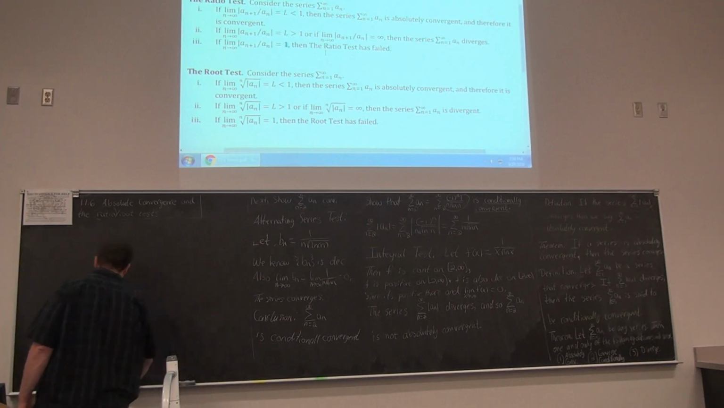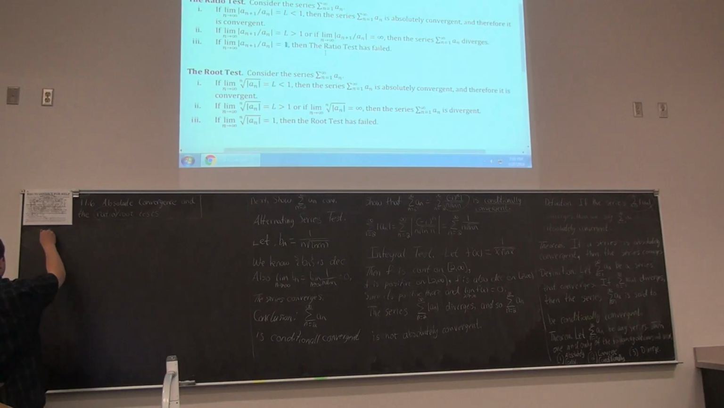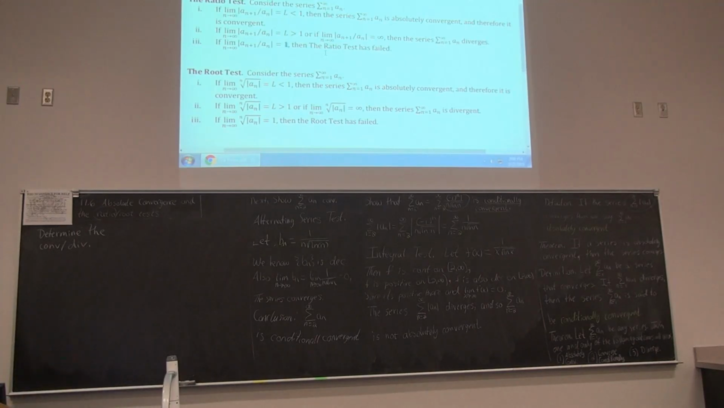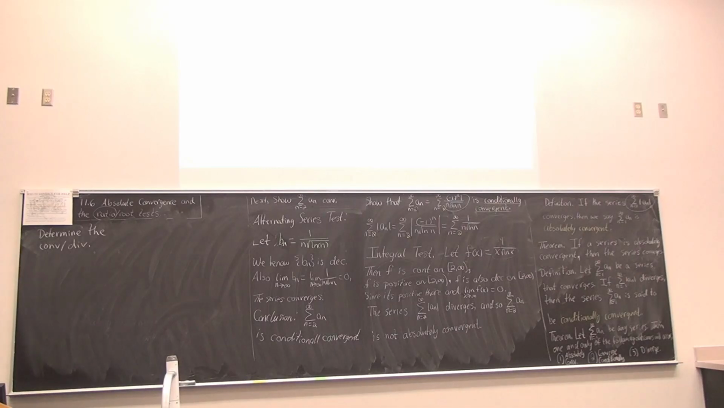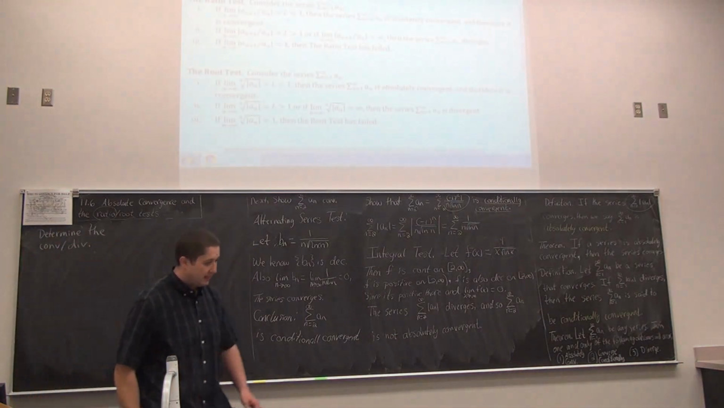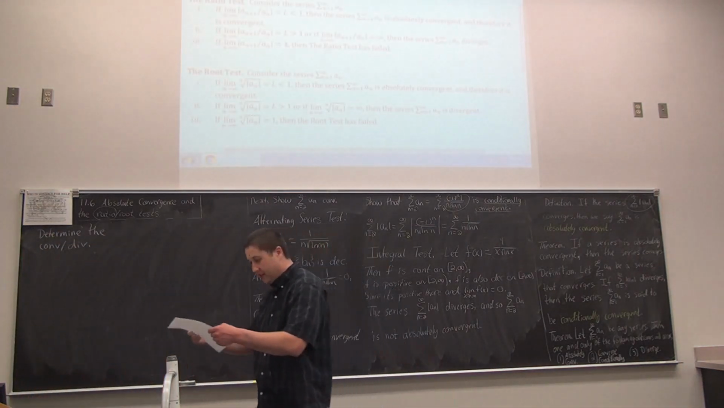For this kind of problem, it'll simply say to determine the convergence or divergence of whatever the given series is. So now we don't have to do a bunch of tests to see if something's conditionally convergent. We're not even trying to show if something's absolutely convergent. We're just doing the same kinds of things that we've been doing all along.